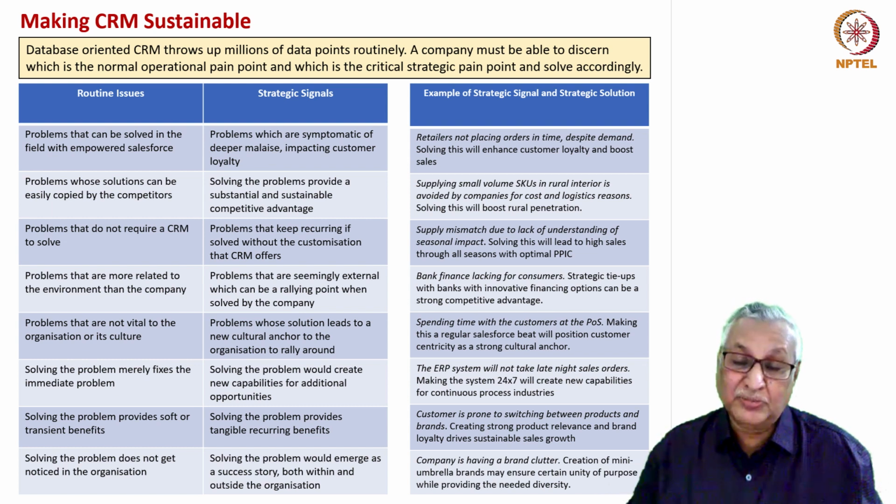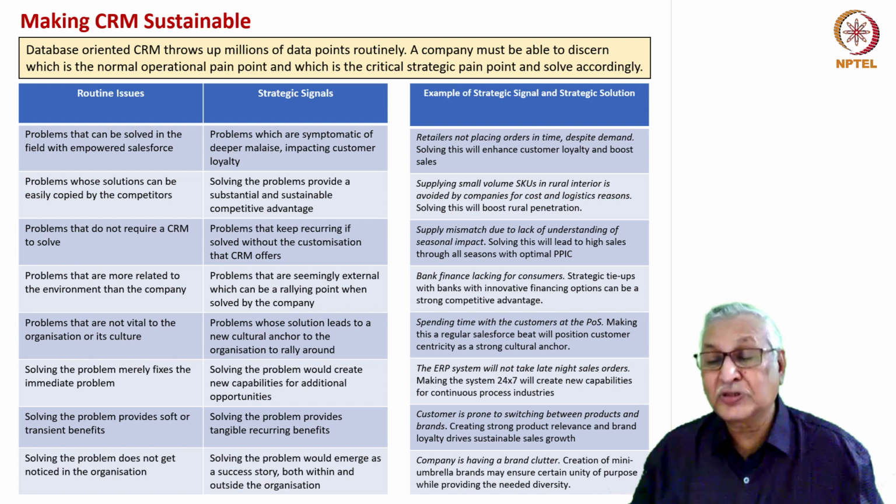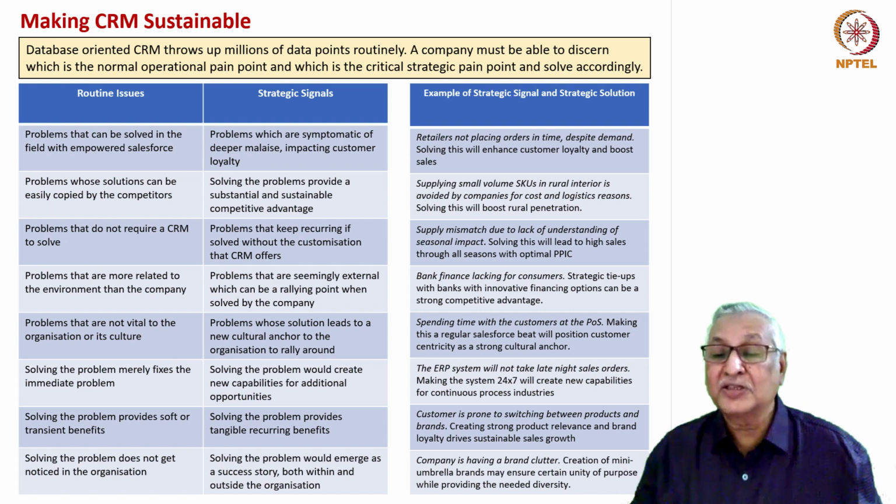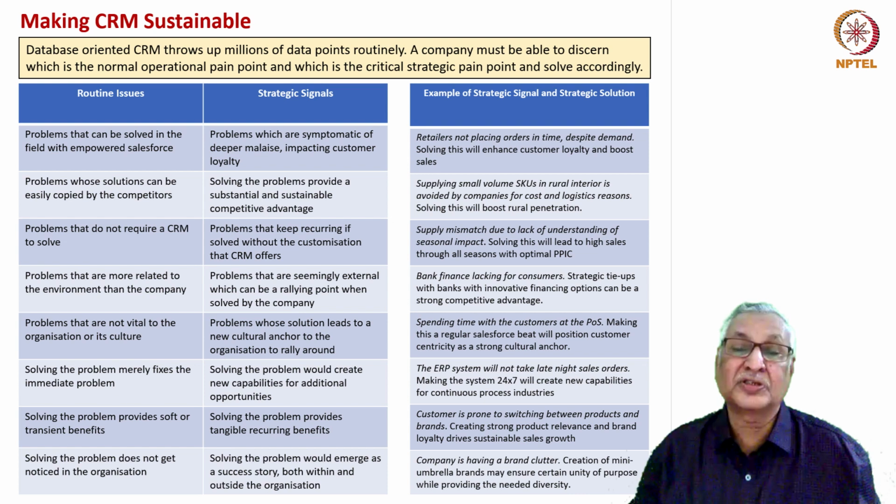Enough time not getting spent at the POS with the customers is a strategic signal. If the salespeople are so busy they cannot rest at any point and talk to customers, it's a strategic mismatch or a strategic gap. Making this a regular Salesforce beat will position customer centricity as a strong cultural anchor. If the ERP system does not take late night sales orders, it is a strategic signal that something is not going well. Making the system 24 by 7 will create new capabilities for continuous process industries.